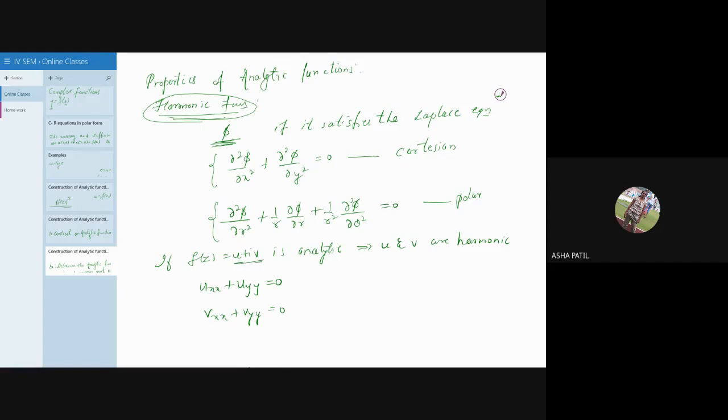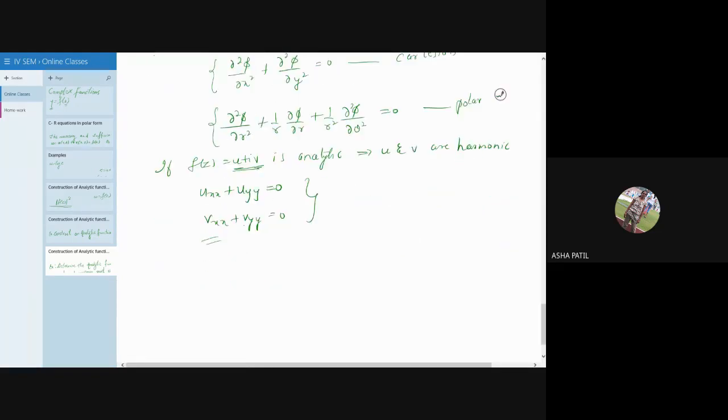Whenever you have f of z analytic, these two properties will hold good. That is, u will be harmonic as well as v will also be harmonic in Cartesian. Again, if the given function f of z is in polar form, then what will be the equations? U will be harmonic means you will be writing urr plus 1 by r ur plus 1 by r square u theta theta is equal to 0.